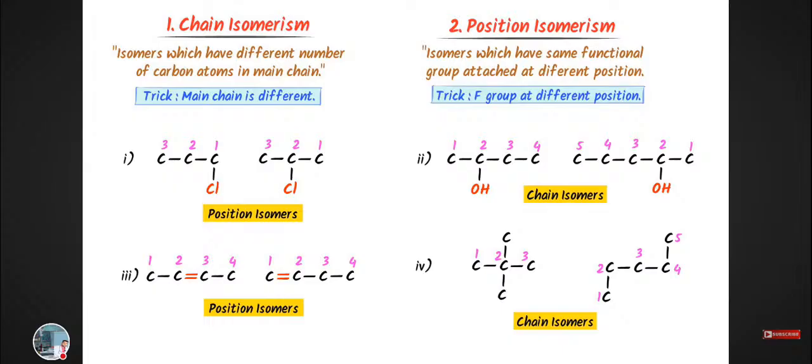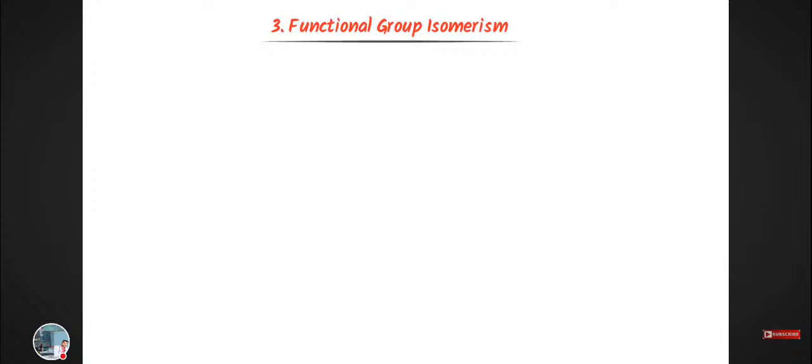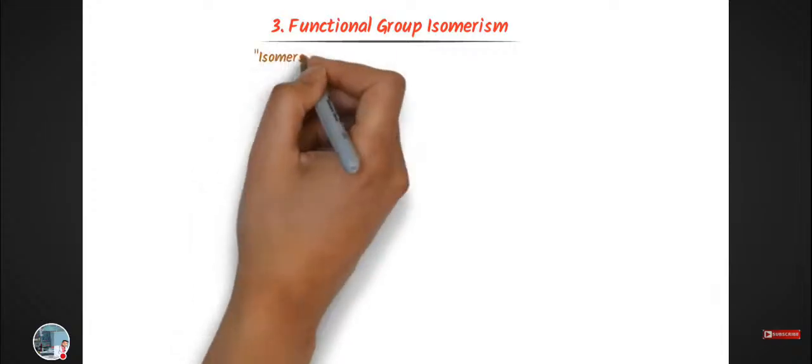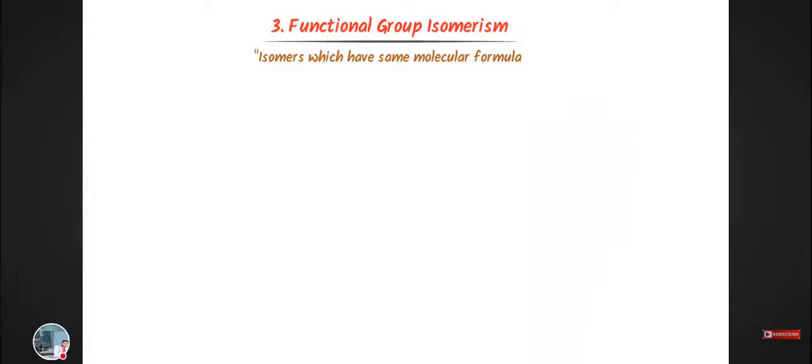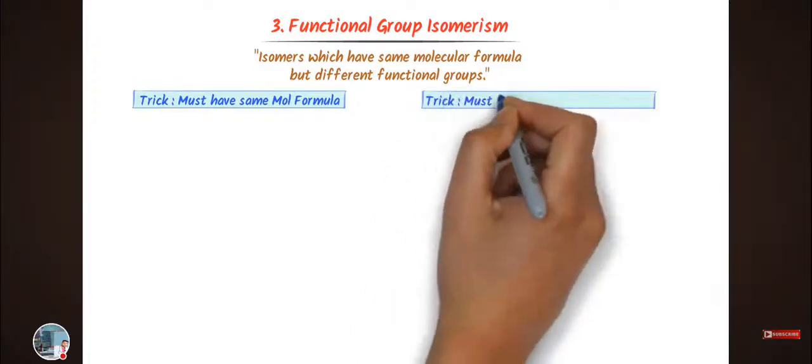Now we will learn the third type of isomerism, which is known as functional group isomerism. Well, those isomers which have same molecular formula but different functional groups are called functional group isomerism. In order to spot functional group isomerism, always look at these two conditions. Firstly, the two compounds must have the same molecular formula. Secondly, the two compounds must have different functional groups.